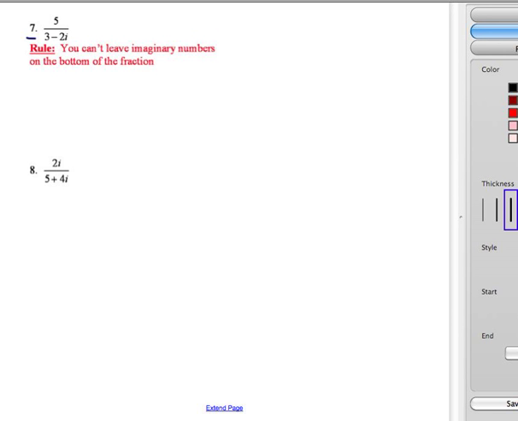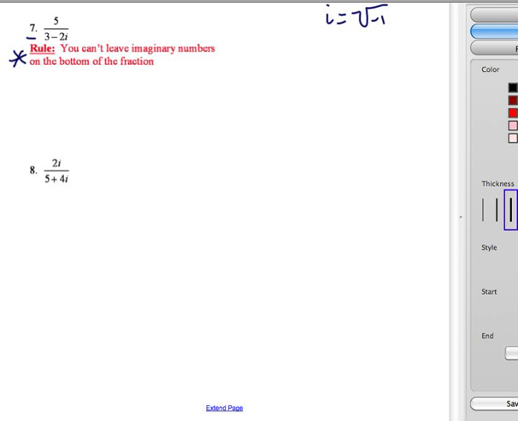This is very similar to another rule we had. He said you can't leave imaginary numbers on the bottom of a fraction. No imaginary numbers in the denominator. Because really, what do we know? i is equal to the square root of -1. So really, there's a square root of -1 here, and square roots are illegal in the denominator. So how did we get rid of them? Well, we rationalized them, and we multiplied by a conjugate. So we're going to do that here too.